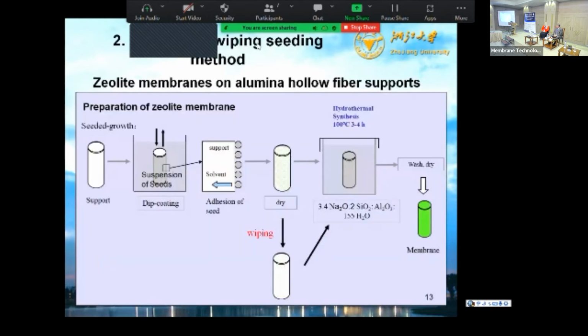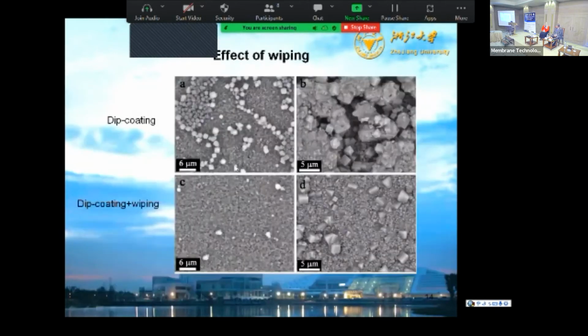Second, we call it the dip coating wiping seeding method. We put hollow fibers in the seed suspension. Then we draw it back for drying. Then we do hydrothermal synthesis at 100 degrees C for 3 to 4 hours. Then we wash the membranes, then dry them, and we can get a membrane. But the membrane usually has very low separation performance. If we add an extra process, we call wiping, after drying the seed, then we do hydrothermal synthesis. We can get membranes with good, high separation performance.